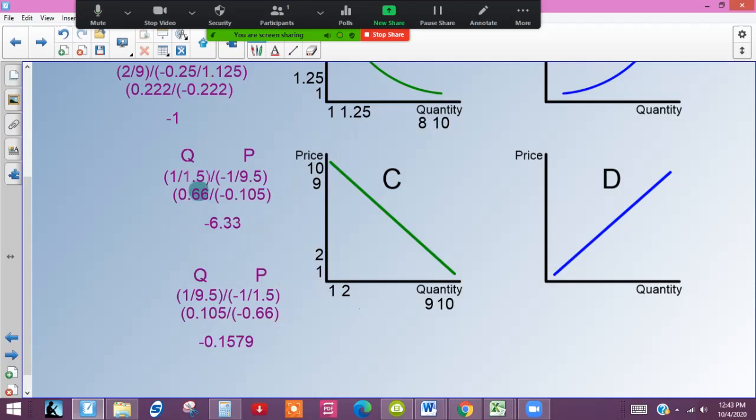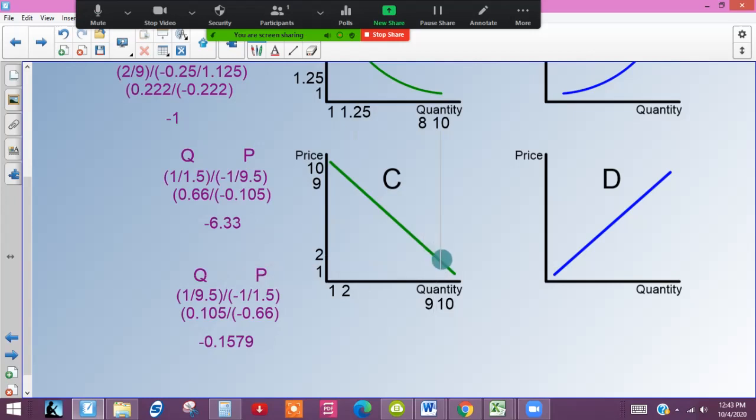So the percentage increase in quantity is much higher than the percentage decrease in price. So we get a very, very elastic number here. The absolute value would be 6.33, which is way, way over 1. Very elastic.